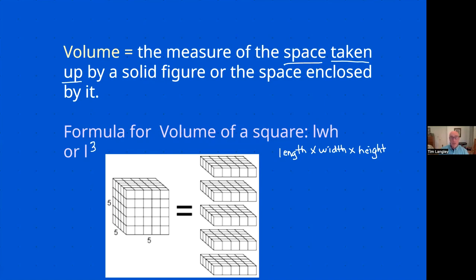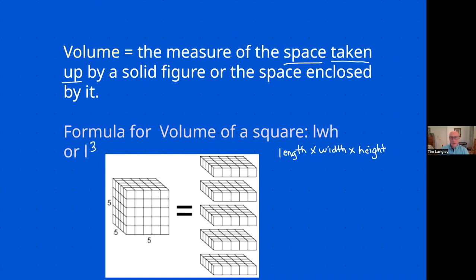So for instance, think about the room that you're sitting in right now. It's got 4 walls around it. It's got a ceiling and a roof, and all the space within it is the space enclosed by it. So that's what that means.